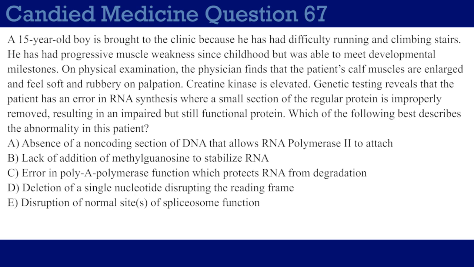Choice A, absence of a non-coding section of DNA that allows RNA polymerase II to attach. Choice B, lack of addition of methylguanosine to stabilize RNA. Choice C, error in poly-A polymerase function which protects RNA from degradation. Choice D, deletion of a single nucleotide disrupting the reading frame. Or choice E, disruption of normal sites of spliceosome function. I'll wait 5 seconds and then answer the question.